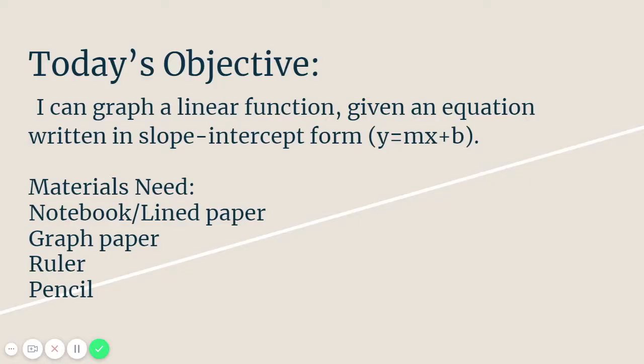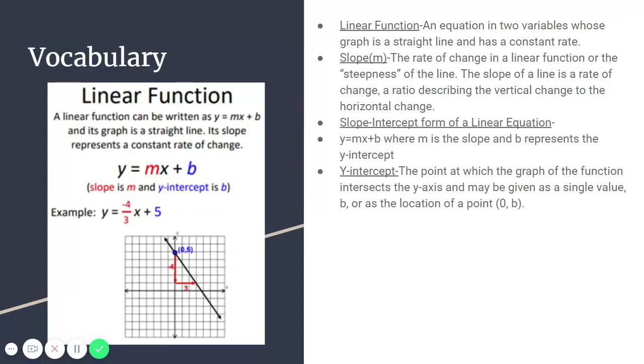For today's objective, it states that I can graph a linear function given an equation written in slope-intercept form, y equals mx plus b. Materials needed are notebook or lined paper, graph paper, a ruler, and a pencil. Important vocabulary terms that we will be going over or using this week are as follows: linear function, slope, slope-intercept form of a linear equation, and y-intercept.